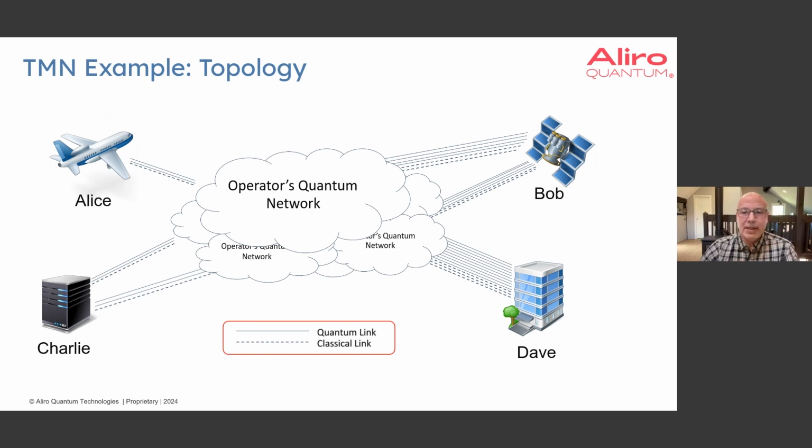In this diagram, you can see that different quantum nodes have both quantum and classical links into their operator networks. And sometimes they have many more quantum and classical links than may be needed. Notice the satellite has links pointing into two different operator networks, and so it could potentially act as a repeater.